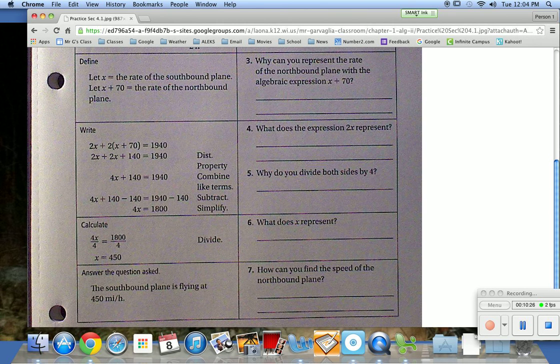And then the answer here, the southbound plane flying at 450 miles per hour. How can we find the speed of the northbound plane? We just did 520. Add 70 to it, and we found it. Okay, this is how we can break it down. That was one problem, but we broke it down piece by piece.